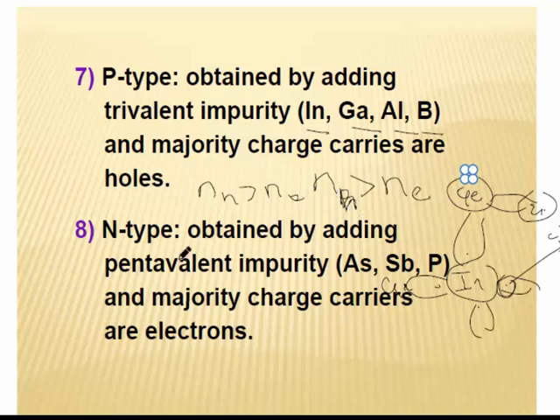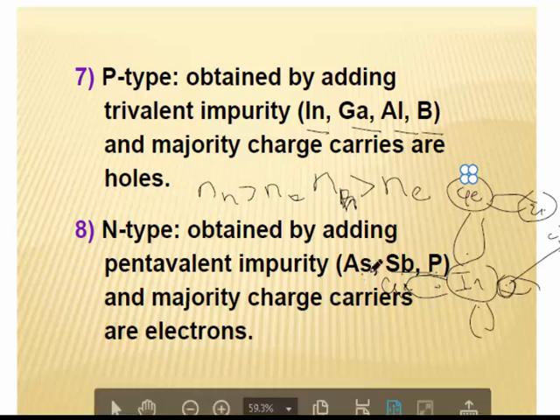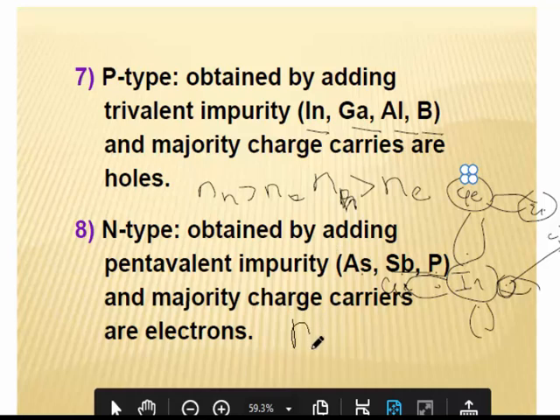After P-type, next we go for N type. What is N type? N type is obtained by adding pentavalent impurity, that is arsenic, antimony (Sb), or phosphorus. These are the pentavalent impurities. By adding pentavalent impurity, we get more number of free electrons compared to holes. That's why free electrons are majority charge carriers.